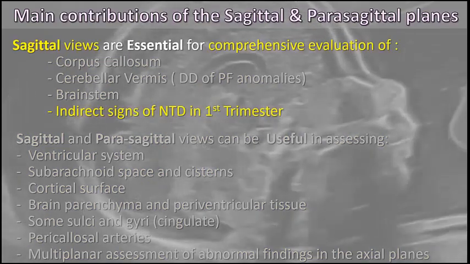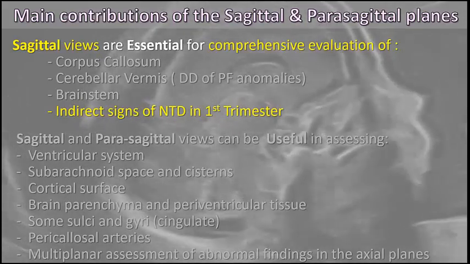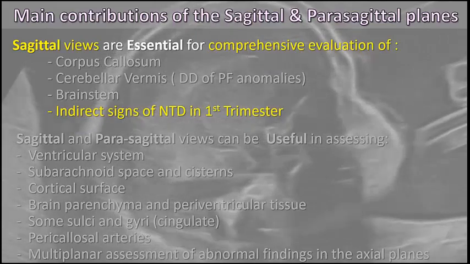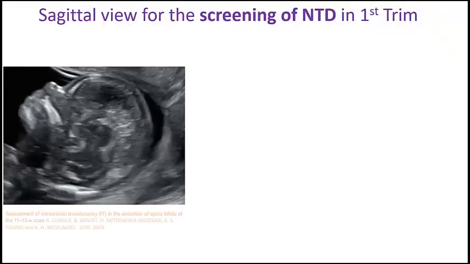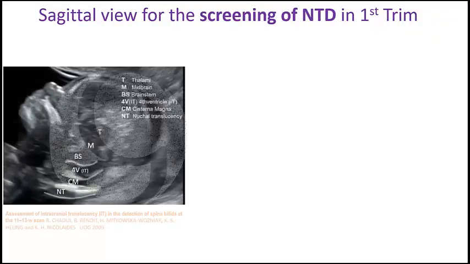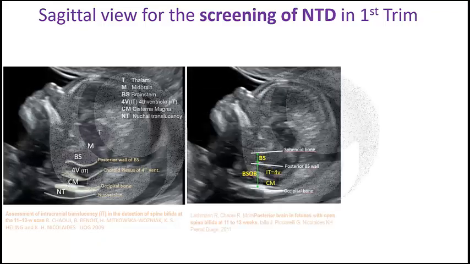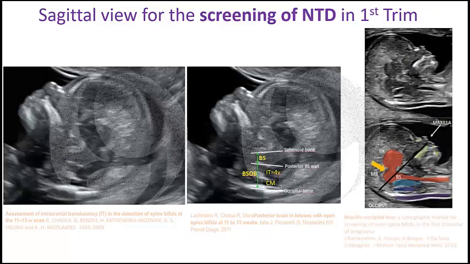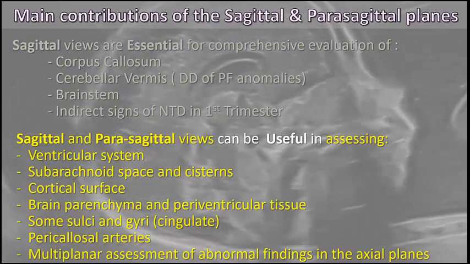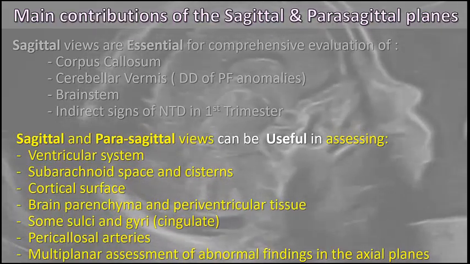In addition to the assessment of the corpus callosum, cerebral vermis, and brainstem, the sagittal planes are also essential to detect indirect signs of neural tube defects in the first trimester, such as the intracranial translucency described by Professor Chaoui, or the ratio between the brainstem and the brainstem to occipital bone distance, or the maxillo-occipital line. So the sagittal views are also essential in the first trimester. Then we have some other scenarios in which the sagittal and parasagittal planes can assist us.